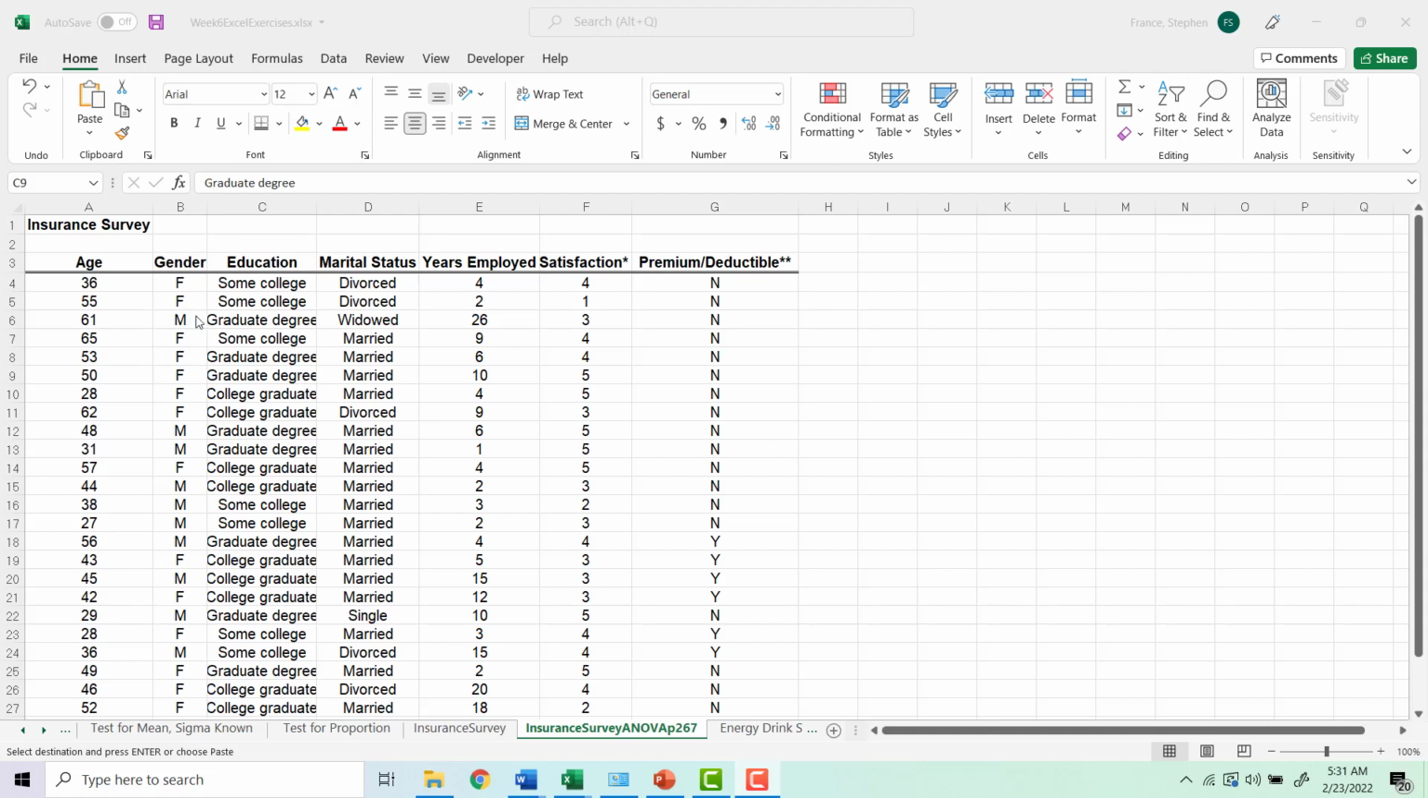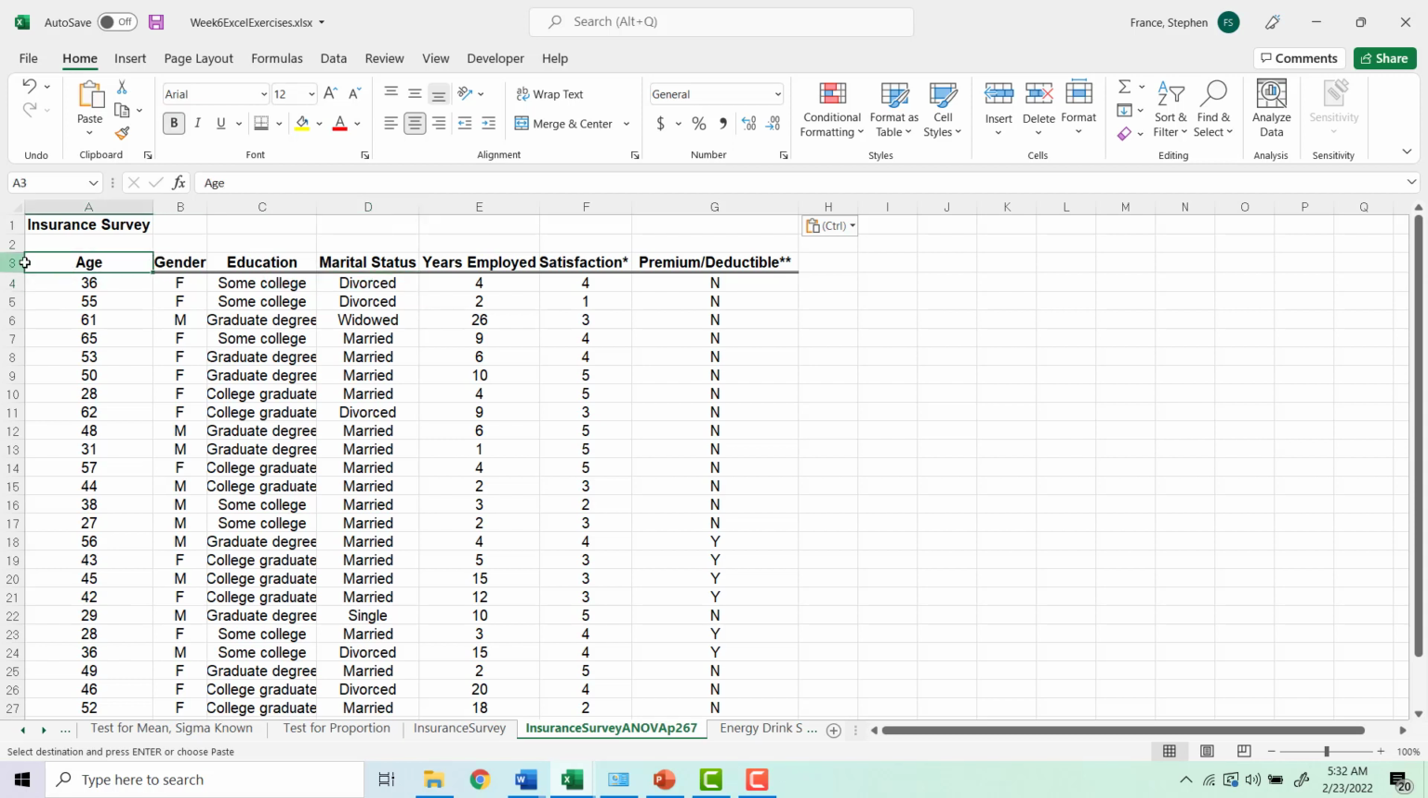Okay, so we have an example here of an insurance survey. What we're trying to do is work out if there are differing satisfaction levels for different types of college education. So let's get the data in the format we need for our input. Then we'll go back over the hypothesis.